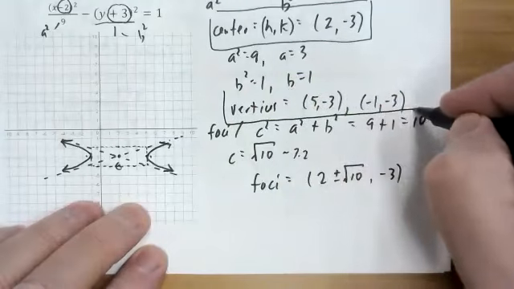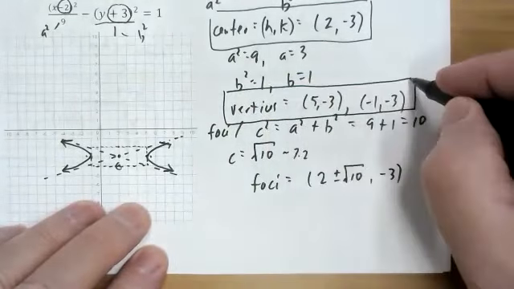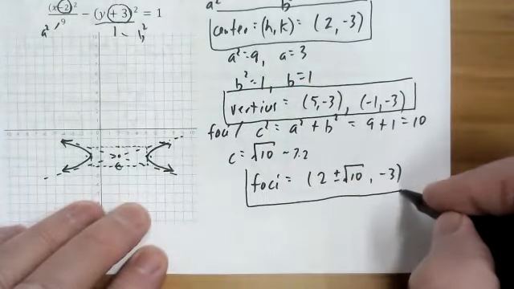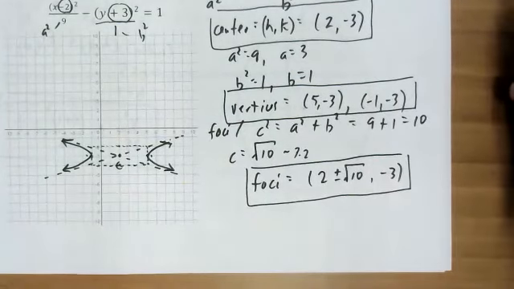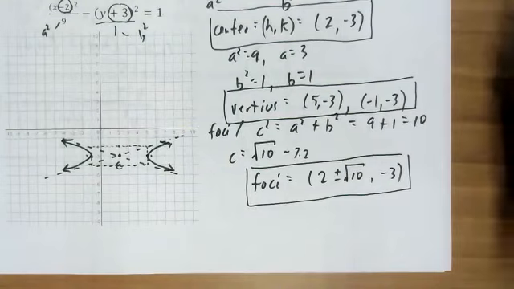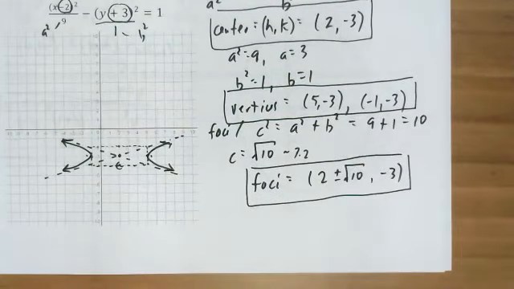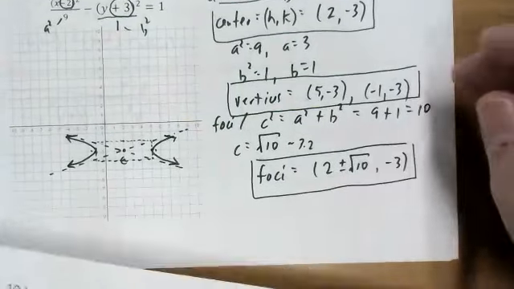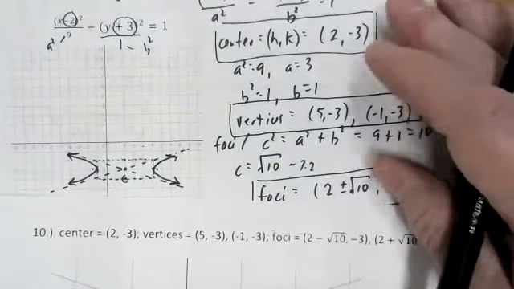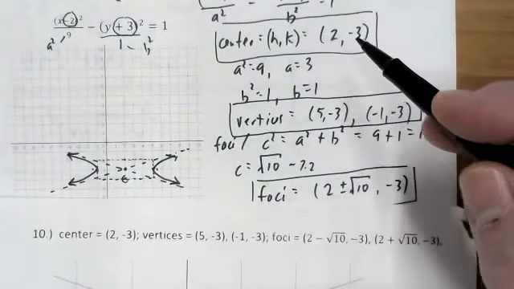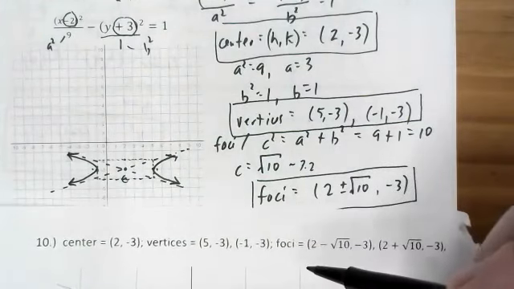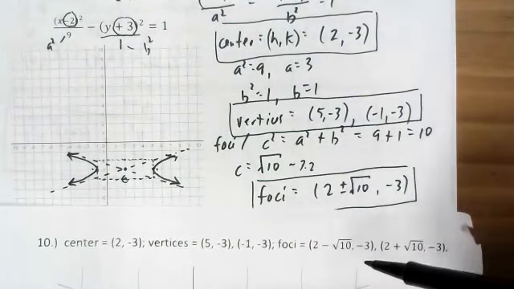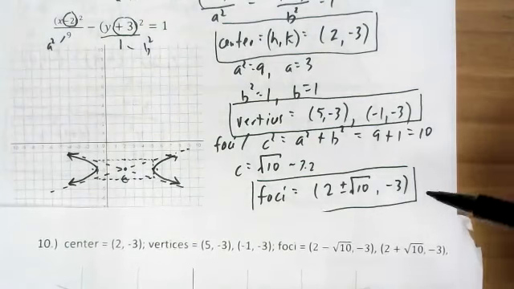So this should be everything they asked for. So let me check. The center, 2, -3. Vertices, 5, -3, -1, -3. Foci, 2 plus or minus square root of 10, -3.